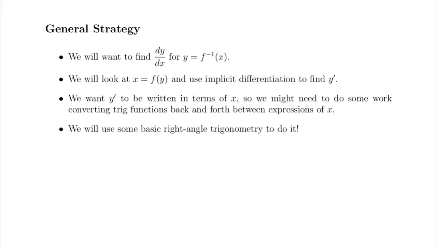All right, so here's our general strategy again. We want to find the derivative dy over dx for some inverse function, right? We're going to look at the flipped around version of these. All of these functions are going to be trig functions. So we're going to have some inverse trig function. We're going to look at the flipped around version of the regular trig function. We're going to use implicit differentiation to find y prime. We want to write y prime back in terms of x, so we're going to need to do a little bit of work, just like we did with logarithms and exponentials. And we're going to use some basic right angle trigonometry to do that work for us.